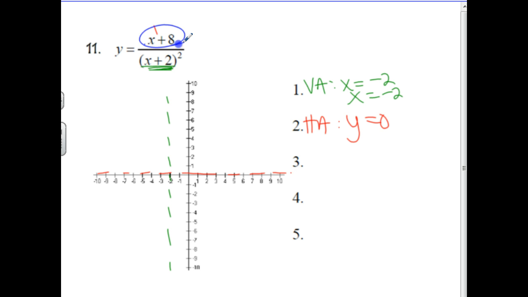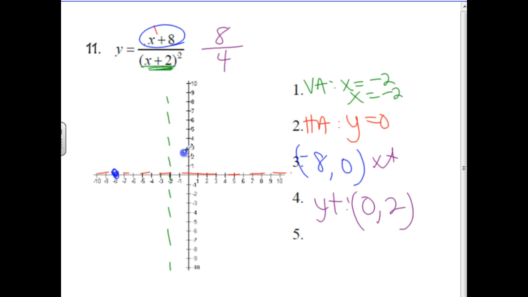X-intercepts are found by setting the numerator equal to 0, so we'd say -8, 0. It's going to cross mom, because I have a point on mom. And then the y-intercept, oh, be careful, letting every x be 0. So 8 over 4, because 2 squared is 4, is a 2. So 0, 2. I'm going to start at that 0, 2 and swoop toward the asymptote.